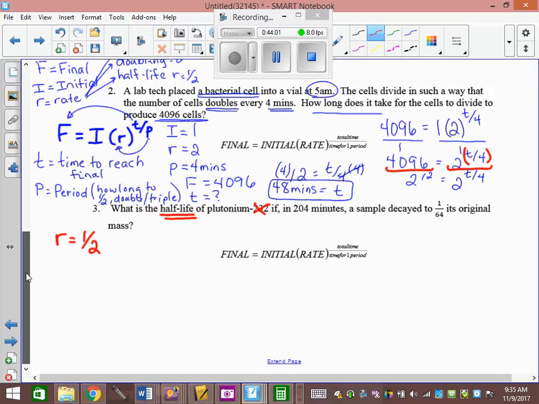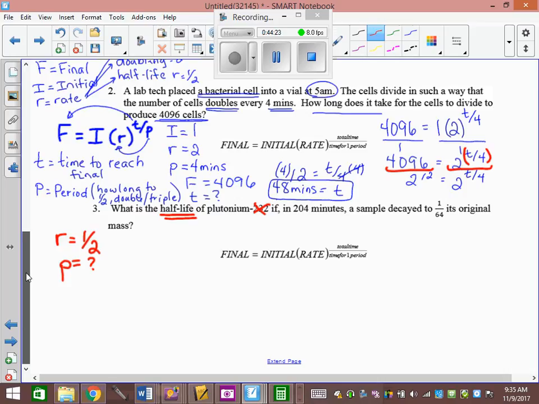Okay, so what is the half-life of plutonium? What are they asking us to find? And right off the bat, I know what they're asking me to find. What? Period. P. What is the half-life of plutonium? They're asking you how long does it take to half. They're asking me to find P. If I know that right off the bat, I know I need to fill in all the rest of the letters. Okay?